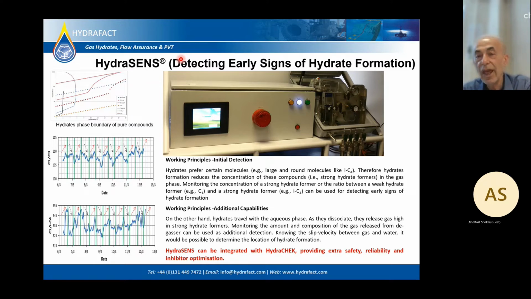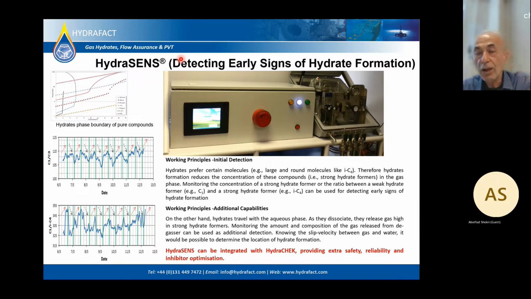And we see there signs of hydrate formation, that from the gas release from hydrate, we see more IC4. We see more propane and also more gas because hydrate can store a lot of gas.